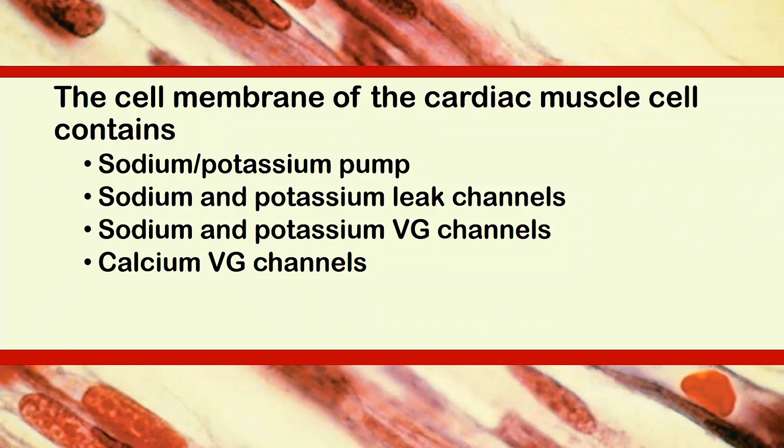The sarcolemma, or the cell membrane of the cardiac muscle cell, contains sodium-potassium pumps. Well, a lot of cells contain sodium-potassium pumps. They have sodium and potassium leak channels. They have sodium and potassium voltage-gated channels. I think you see where we're going with this, especially when we include the next one, the calcium voltage-gated channels. So these cardiac muscle cells are set up very similar to neurons.